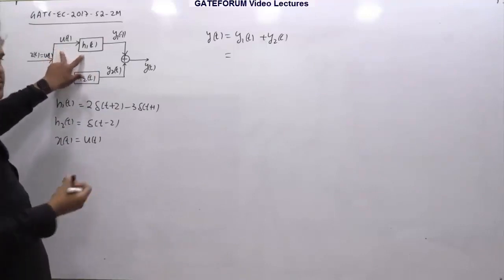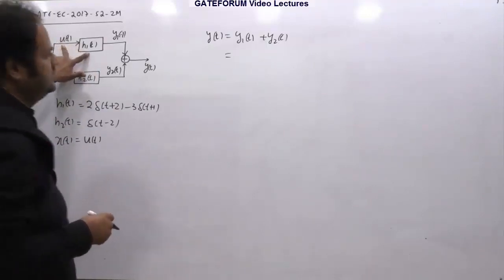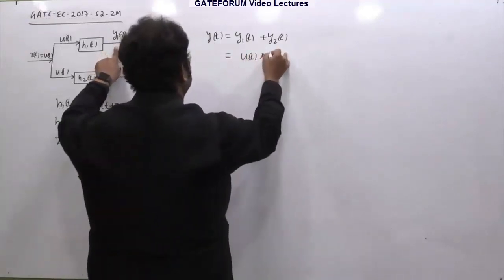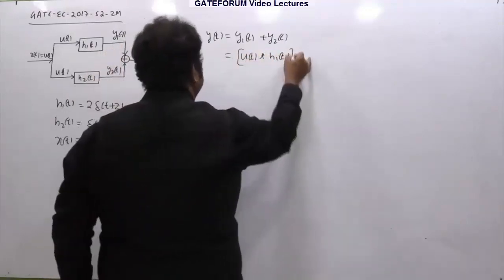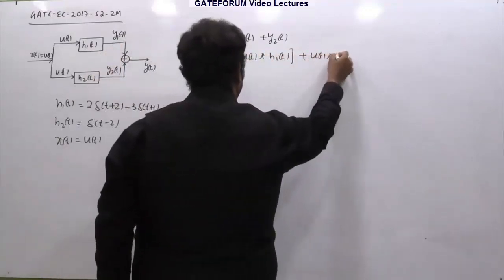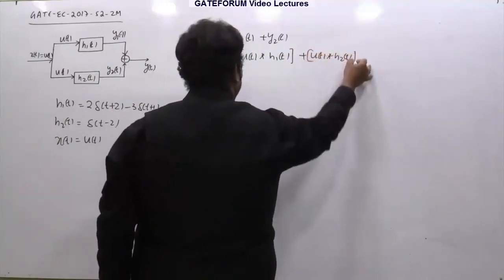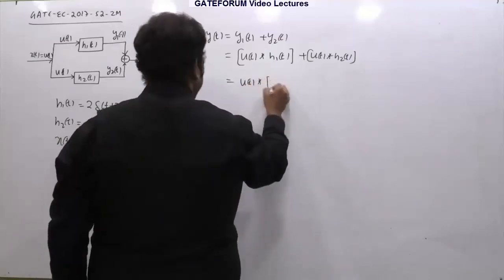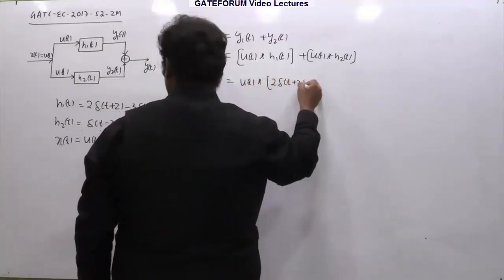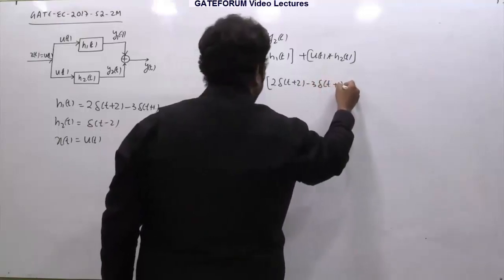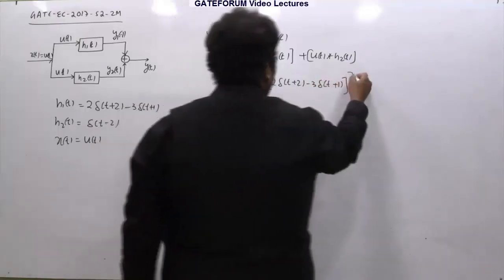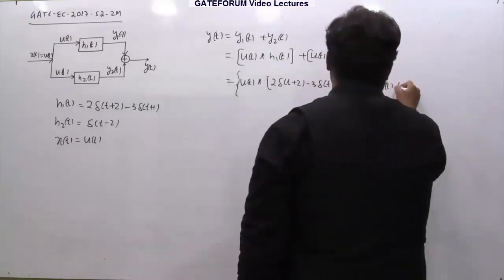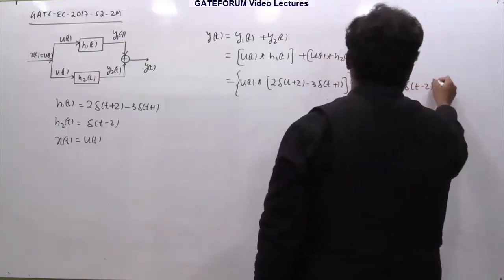You know very well in LTI systems the output is the convolution of the input with the impulse response. So y1 of t is u of t convolved with h1 of t. Similarly y2 of t is again u of t, but it is convolved with h2 of t. So let us substitute the values of h1 and h2 here. So this is u of t being convolved with 2 delta of t plus 2 minus 3 delta of t plus 1, plus u of t convolved with delta of t minus 2, right?